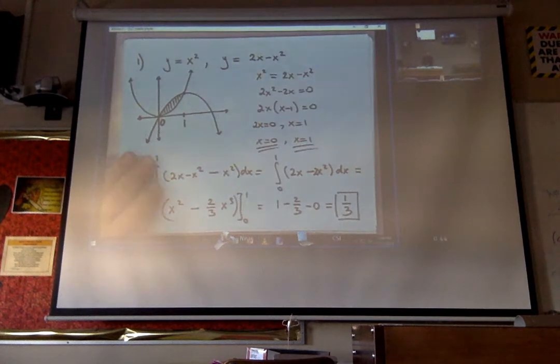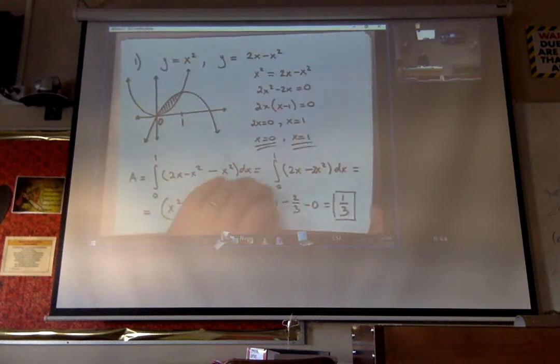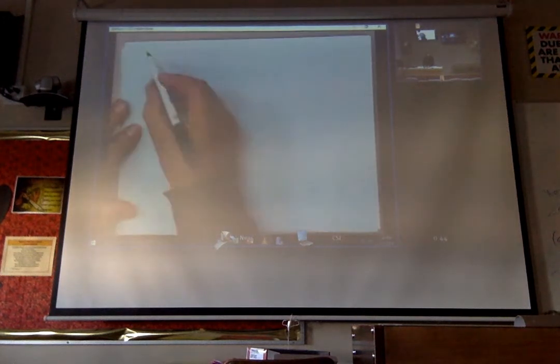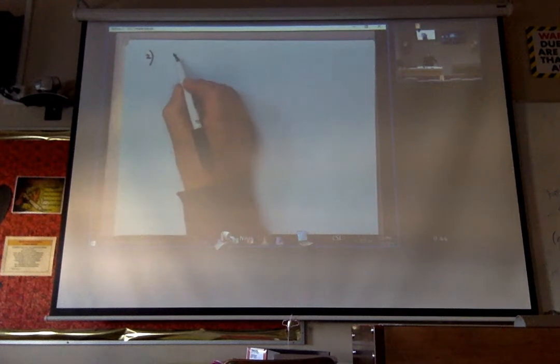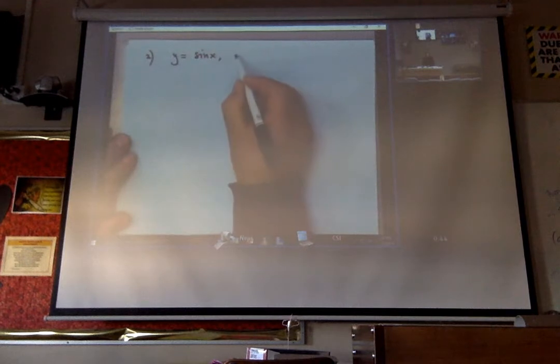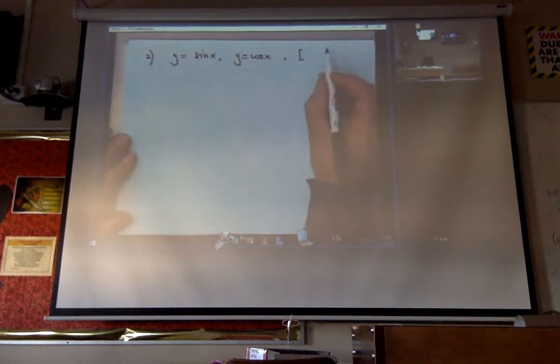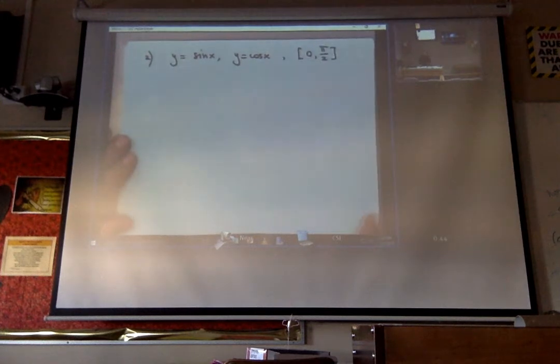Let's do one more easy problem. Then we'll do one more complicated problem. So we have two functions, y equals sine of x. The second one is y equals cosine of x, and the interval that we're working on is from 0 to pi over 2. Alright, so now you really have to see how this works. Don't forget, your calculator must be in radians, not degrees.